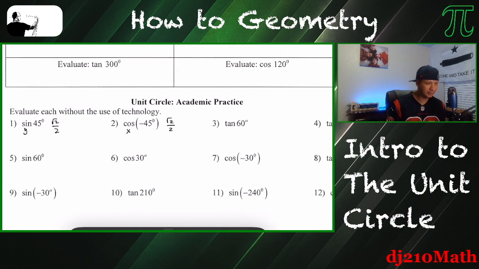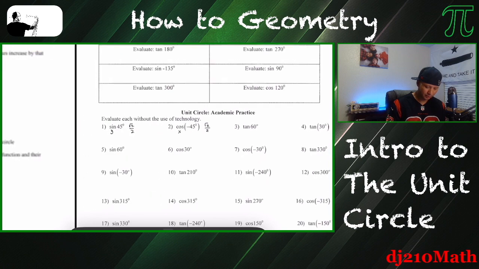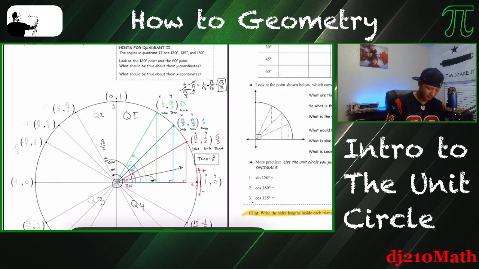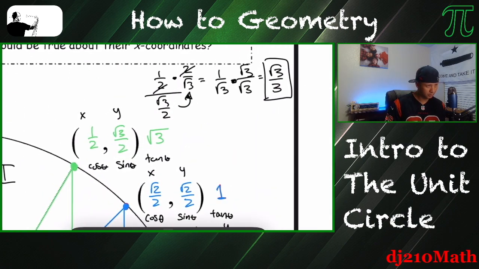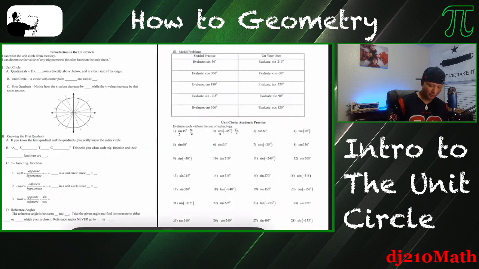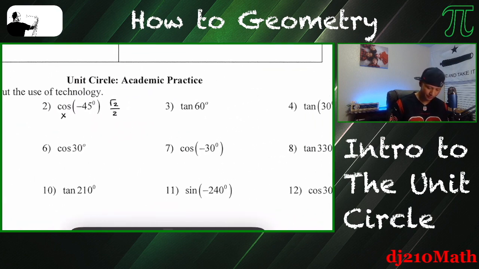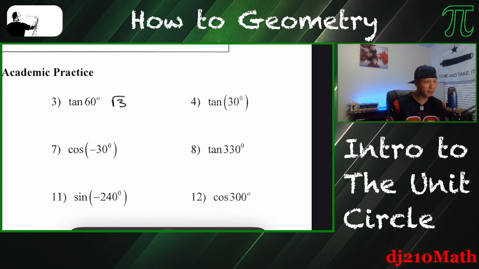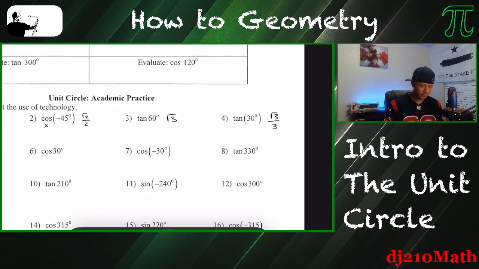Tangent of 60, that's the one that we just looked at. So 60 degrees, that was the upper one. So root 3. Having this memorized really comes in handy. So root 3. Tangent of 30, that was the first one. Root 3 over 3. Okay. So I think that's good.